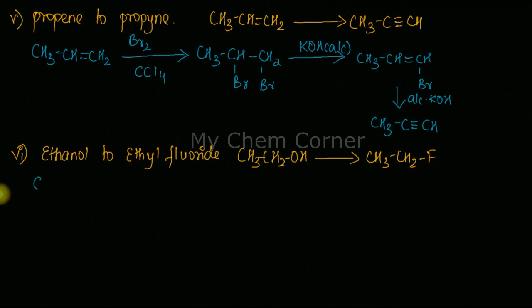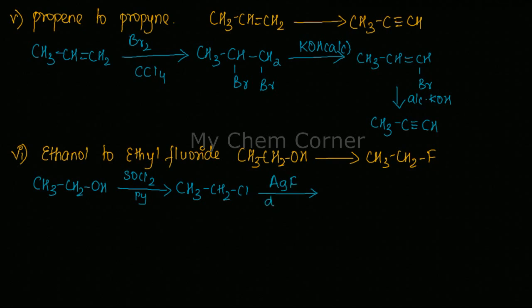So again here I'm going to take CH3CH2OH. I'm going to treat it with any one of the chlorinating agents. I'm taking SOCl2 and pyridine. You can take any other. That gives CH3CH2Cl. Now from this to fluorine, it's only by a halogen exchange method. So I'm taking AgF. I'm going to follow the Swarts reaction. In the presence of dry ether, it will replace the Cl and substitute with a fluorine atom. So very simple method again, if you know your reactions correctly in the chapter.